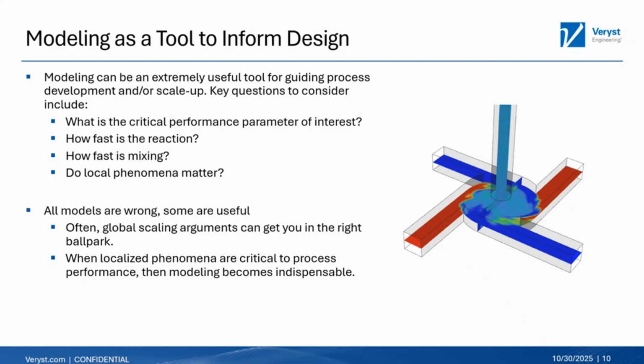And so as we make those assumptions, we understand that we're trading off accuracy for efficiency in terms of time. What I recommend, and where we start when we study reacting flow systems, is using global scaling arguments to make sure we're in the right ballpark. So understanding our reaction timescales, understanding scale-up heuristics from the literature, all of that can be very helpful to make sure we are in the right ballpark before we get too far. And when localized phenomena are critical to understanding process performance, then modeling becomes really an indispensable tool.